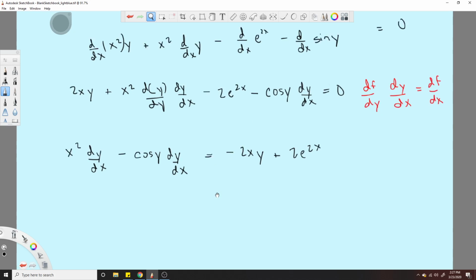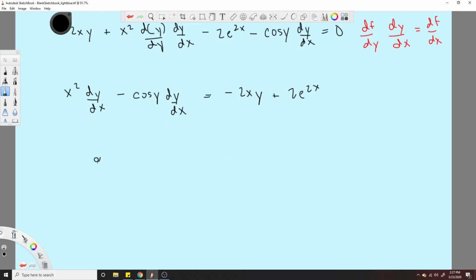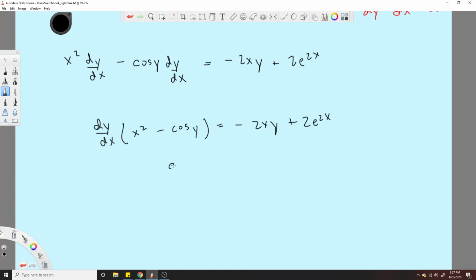So now we can factor out our dy dx. X squared minus cos y equals negative 2xy plus 2e to the 2x. And then we will divide by our quantity. And that would be your answer.